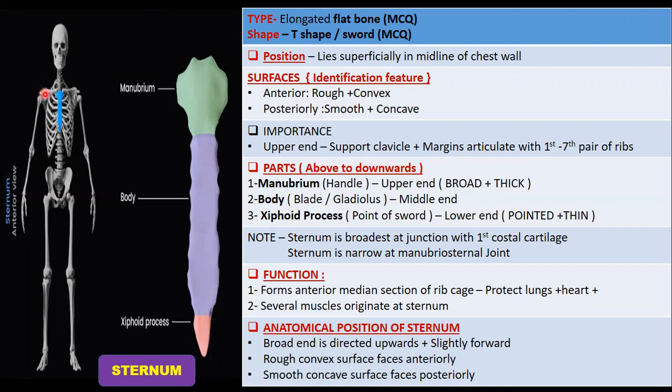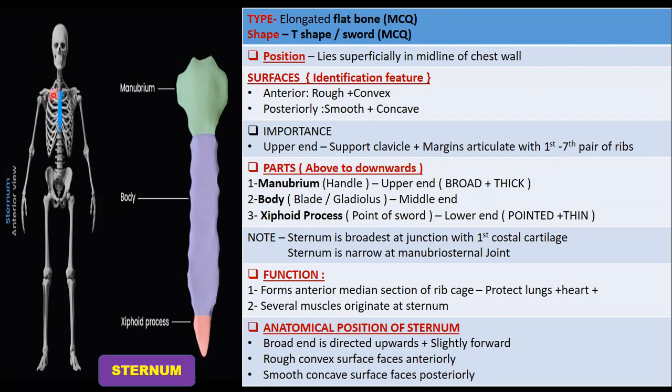It is directed downwards and forward. Forward, why? Because it is located anteriorly. And it is directed downwards, why? Because it is below our clavicle. Therefore, it forms the middle part of the anterior thoracic skeleton. We have discussed this. We say its upper end supports the clavicle, which is very much clear to us, that the clavicle is located above this part.